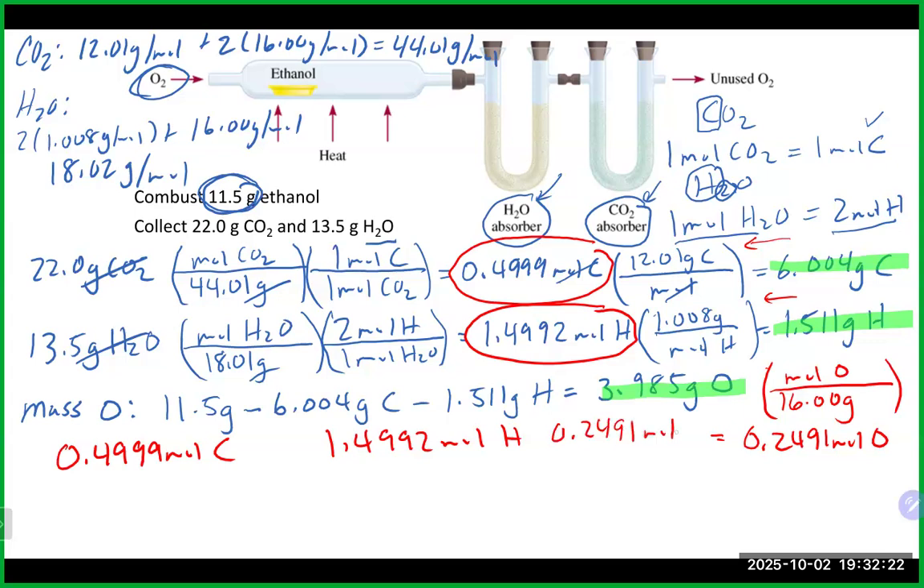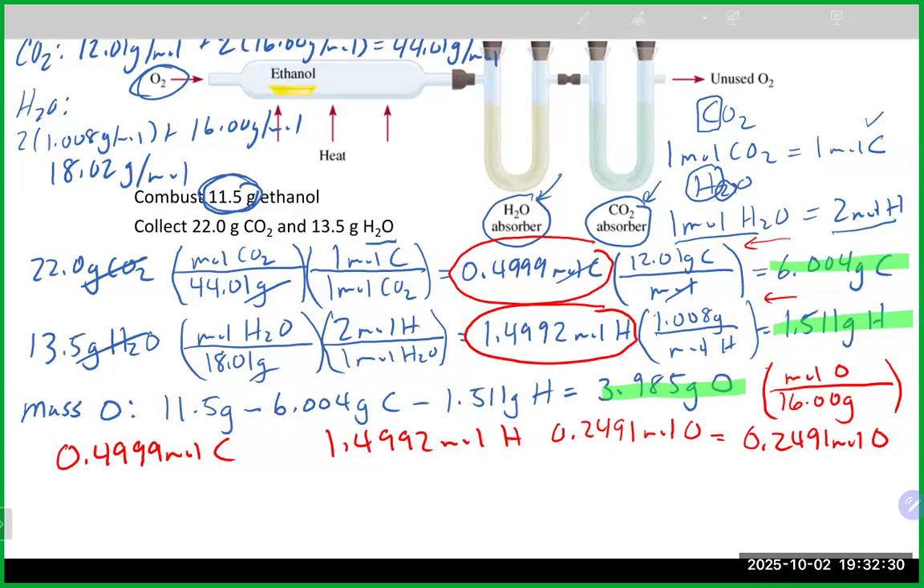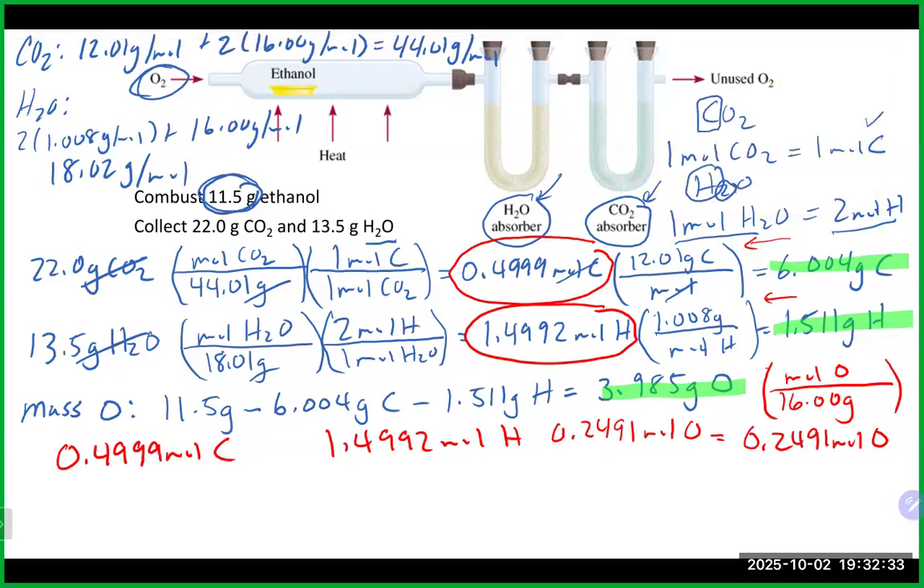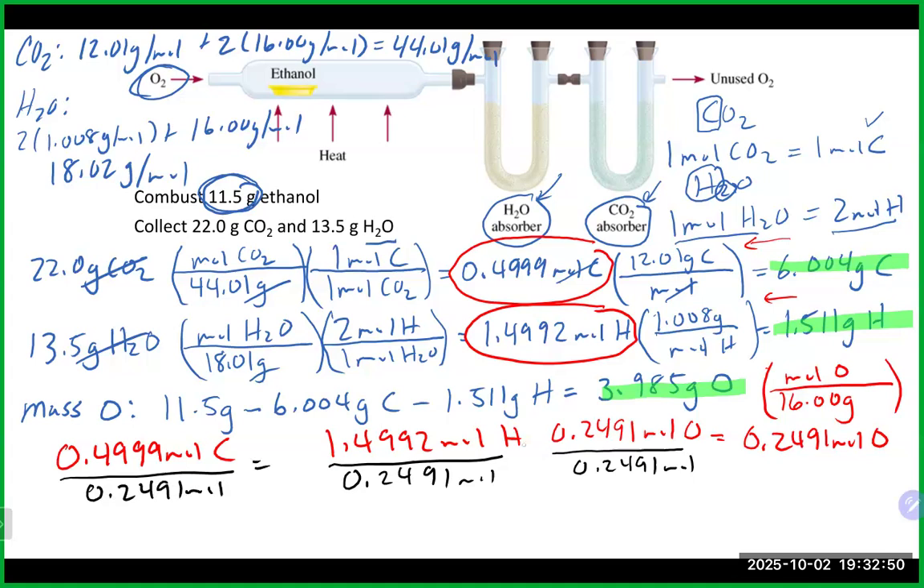0.2491 moles of oxygen. At this point, we're going to divide by the smallest, which looks like it is oxygen in this case. So we're going to divide everybody by oxygen. So we'll take this and divide by the moles of oxygen, everybody. 0.2491 and 0.2491. All right, so obviously that is going to give me a 1 for the oxygen. For the hydrogen, 1.4992 divided by 0.2491, going to give me basically a 6.